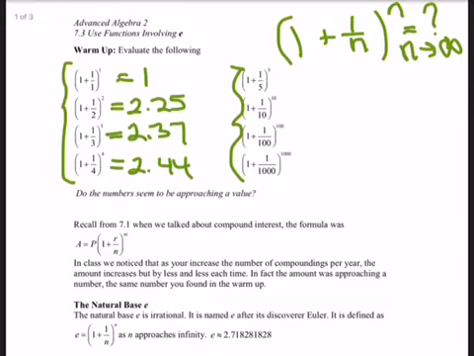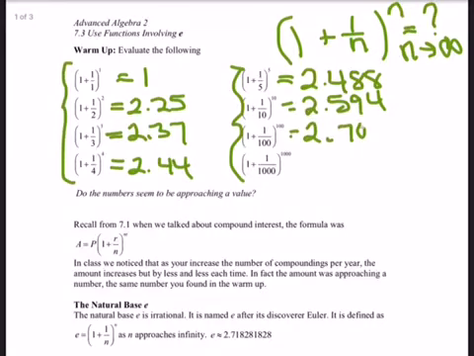For the fifth one, I get 2.488. Now remember, you hit Control Enter to take it from fractional form to decimal. For this one here, 1 plus 1/10 to the 10th power, I get 2.594 if I round. Then I get 2.705 again if I round. And for this last one, I get 2.717.